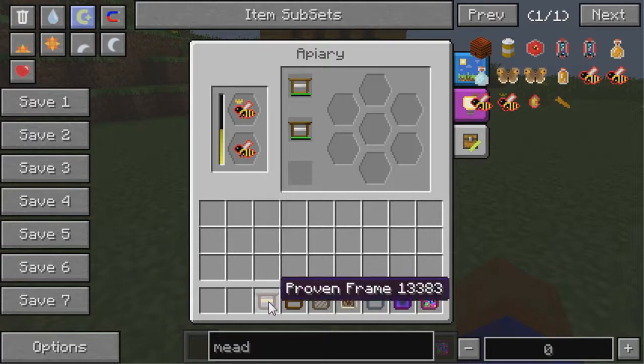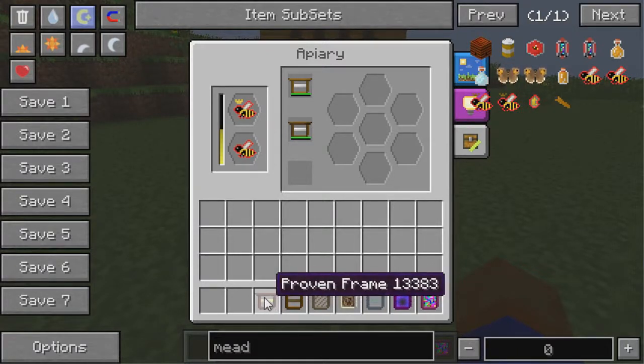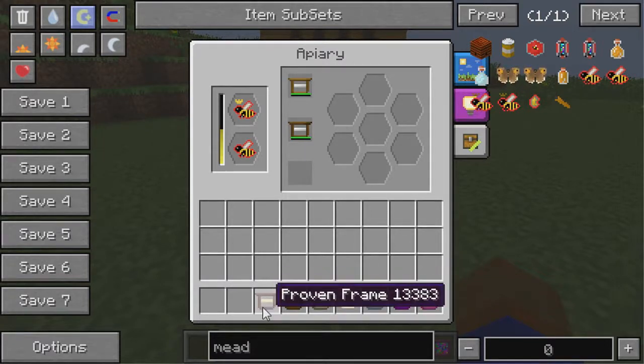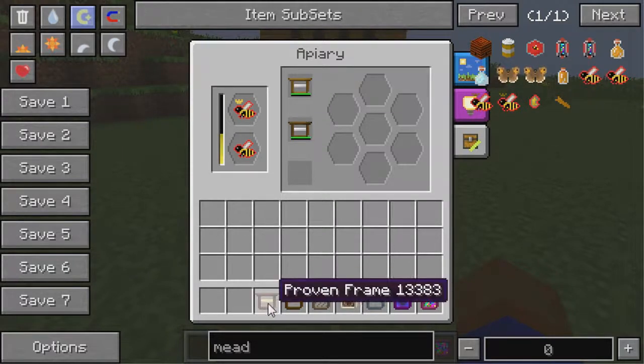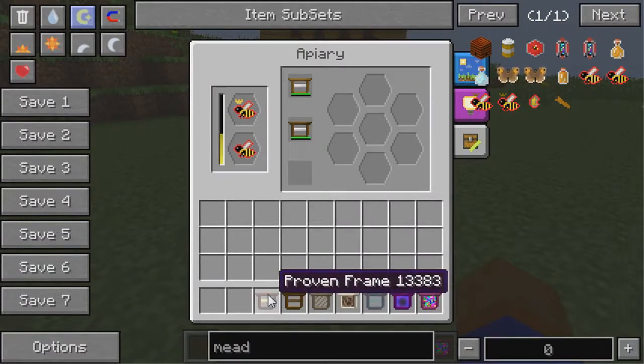Then we have the proven frames, and these are the main Forestry best frames you can get, I guess you could say. These are from villagers. You can't craft them, you need to find a Forestry bee villager, and you can get these proven frames. And they do the exact same thing as these. They have that times 2 multiplier on them, and they have a durability of 720. So if you can get your hands on these, they're really nice to have.